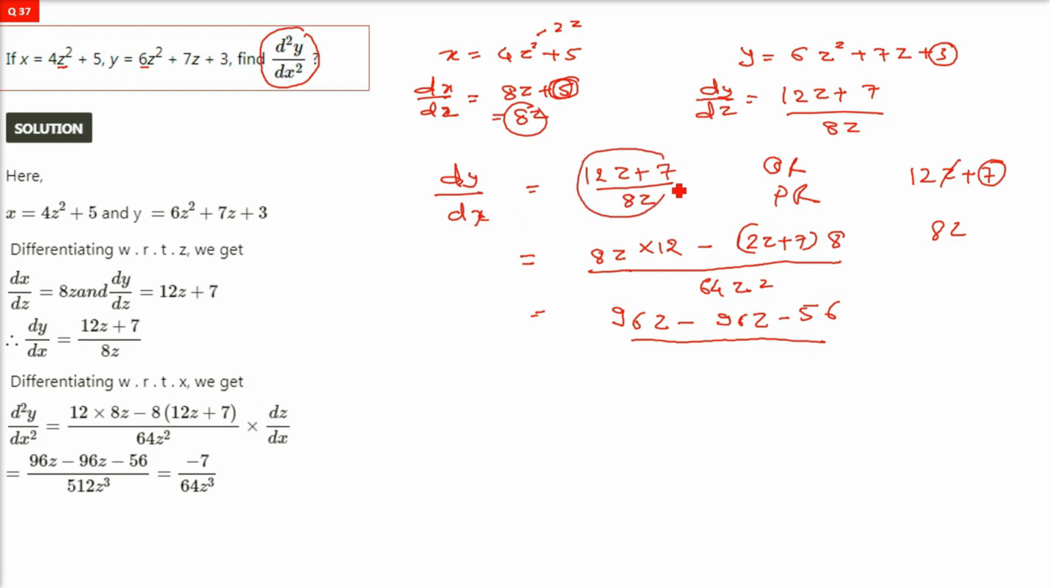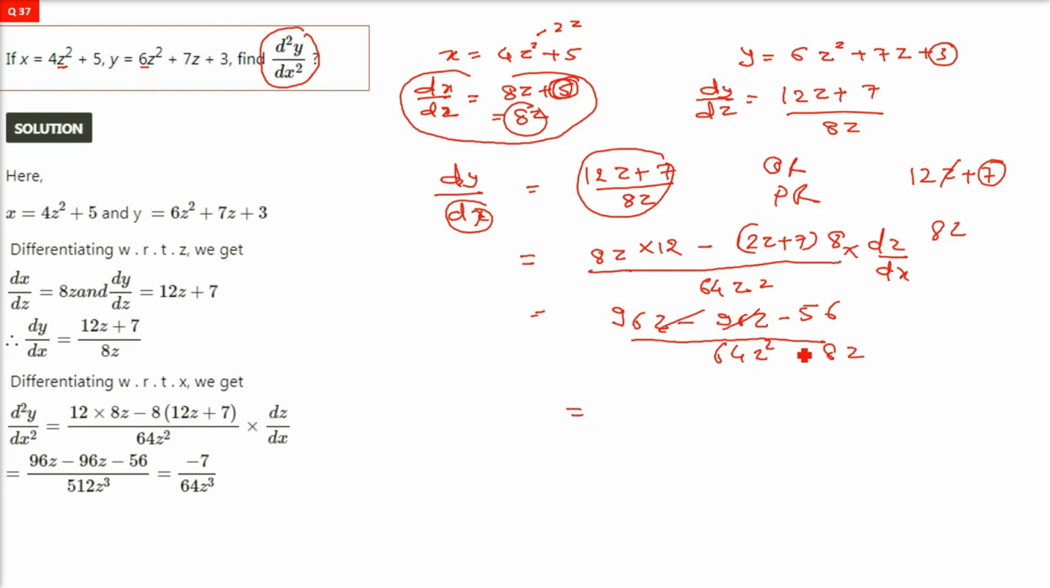When you are differentiating dy by dx and there is no x, so you have to write dz by dx also. And what is dz by dx? It is the reciprocal of 8z, that is dx by dz is 8z. And you have to introduce dz by dx because you are not differentiating with respect to z. You are differentiating with respect to x. So then z will be a variable.